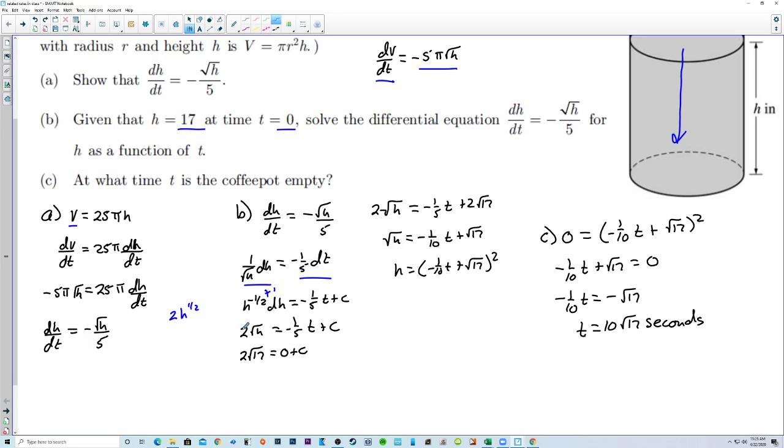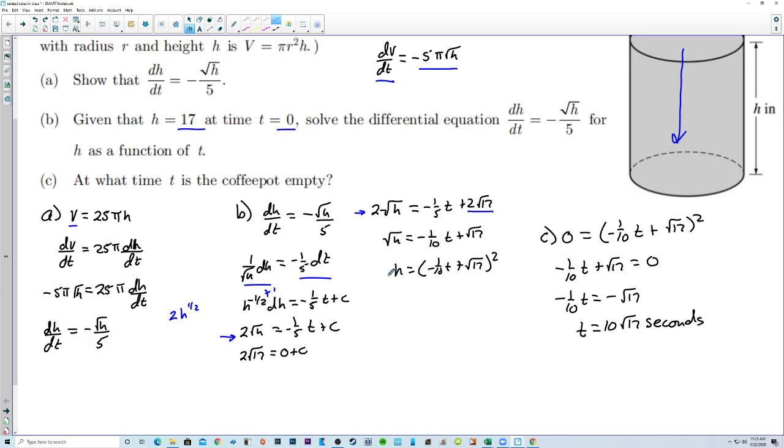So we go back to this spot right here. We have 2 square root of h, and there's the constant right there. Well, now we're going to multiply by a half. That's negative 1/10 t. And then multiply by a half: 2 times a half is 1. So we get 1 there. And then square both sides. So there's the function.